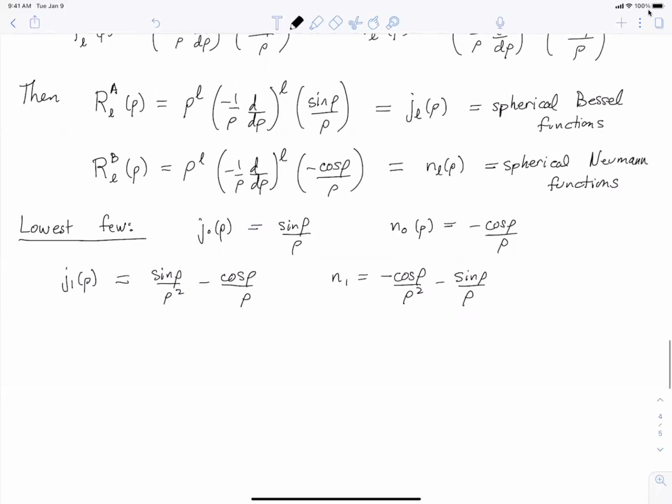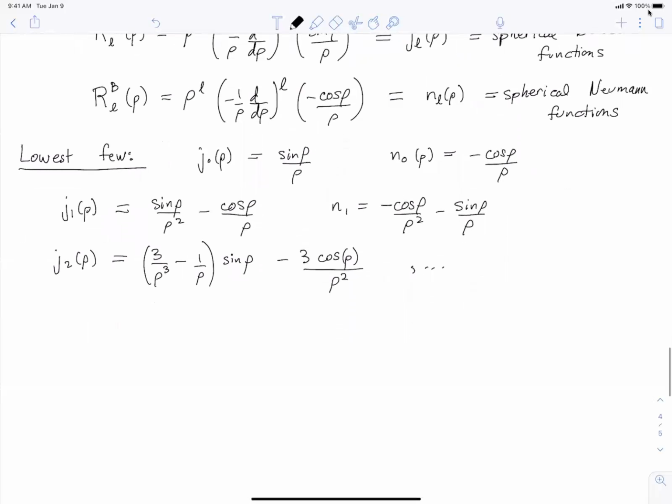Okay, and then you can go to J2, for example. I'll just do the spherical Bessel function for L equals 2. Turns out to be 3 over rho cubed minus 1 over rho times sine rho, minus 3 times cosine of rho over rho squared. Okay, and you can keep doing this as much as you want. There's some useful things to notice about how these things depend on rho for small rho. Remember, rho is a rescaled version of the radial coordinate.